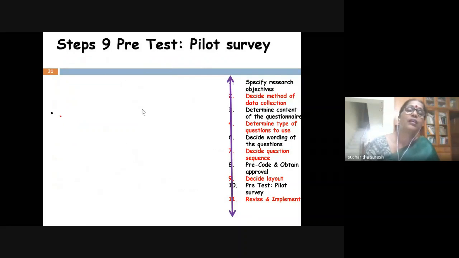Okay. So now step 9 is about the pilot study. Pre-testing is there.